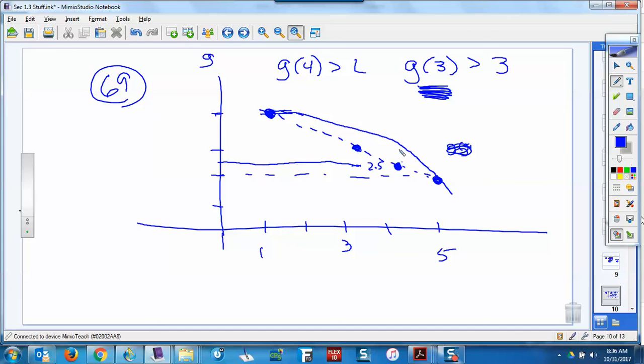But we're not saying that if you pick 1 for L, that means any number greater than 1 is going to work here, right? That would just be saying G of 4 will be greater than 1, and there's no doubt that's true. Not only will G of 4 be greater than 1, it's going to be greater than 2.5.